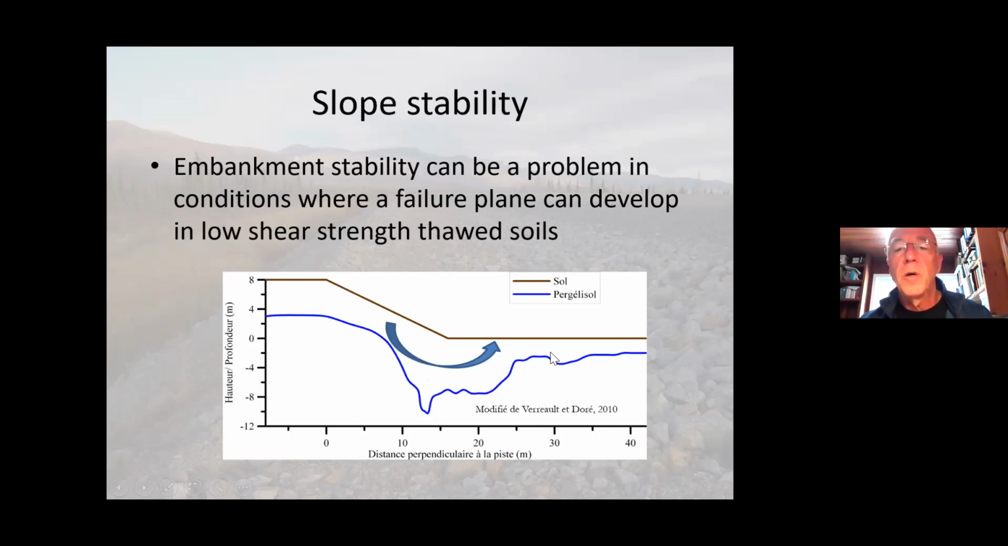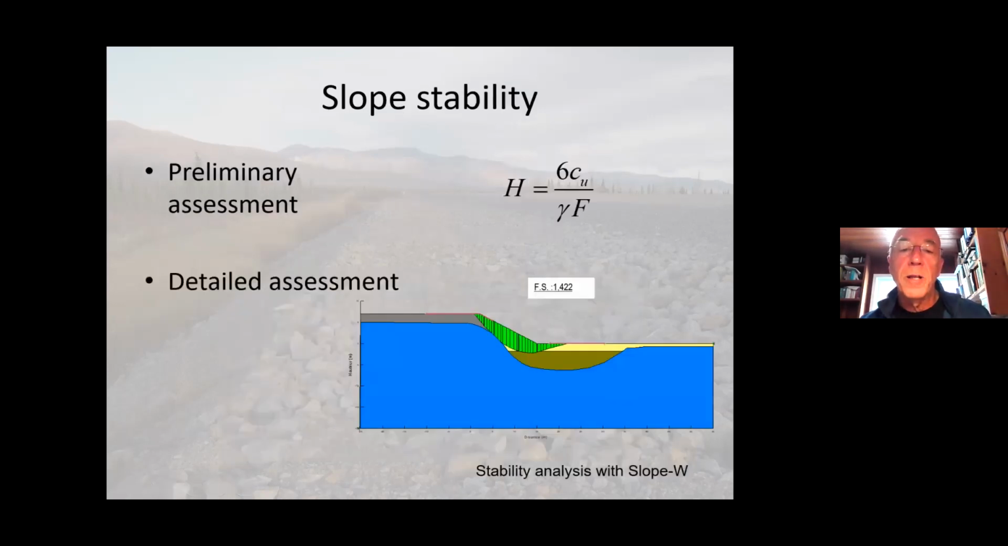So there can be shear plane occurring in that zone, causing embankment failure. So that's also something that need to be calculated. There's software that allows you to do that. This is just an empirical equation that allows you to assess if there's potentially a problem.